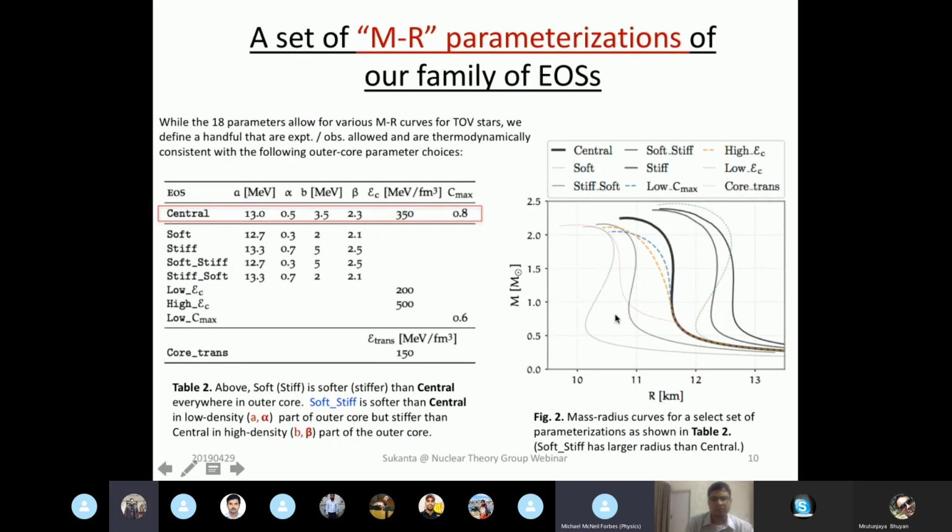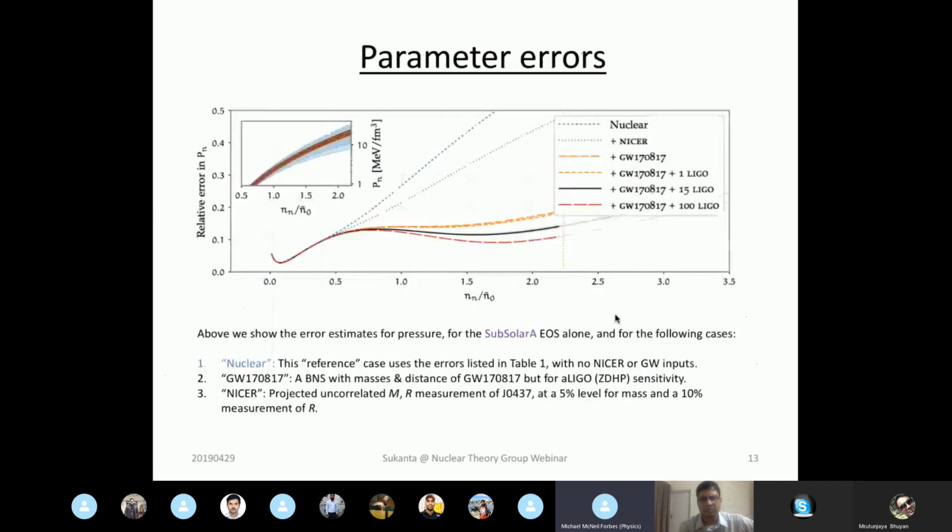And then if you go back to the, sorry, it's a little convoluted, but if you go back to the other plot, then you can see what that change in mass radius is, that corresponds to the errors in the top curve, the nuclear curve.